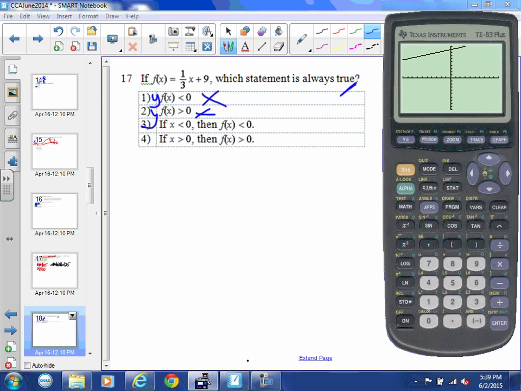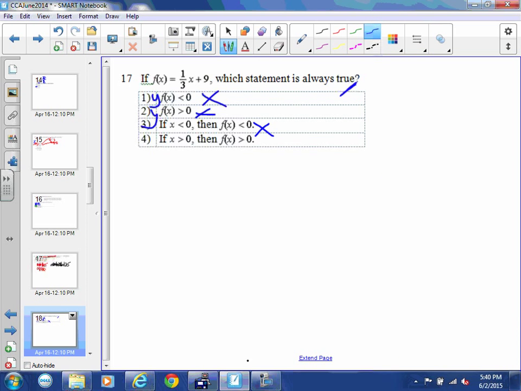If x is less than 0, so we're taking a look at this piece right here. This is where x is less than 0. F of x is always less than 0. Is y less than 0 here? No, y is up here above 0. So that's not true. And finally, if x is greater than 0, then f of x is greater than 0.